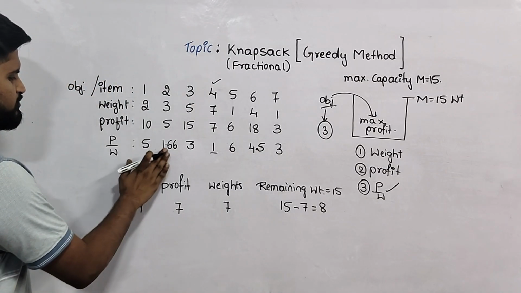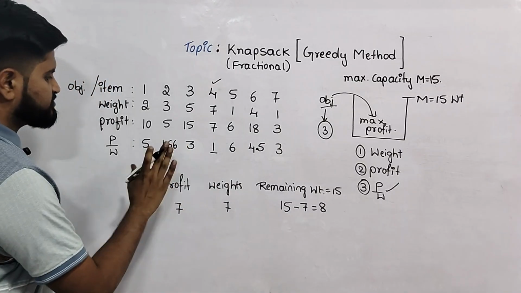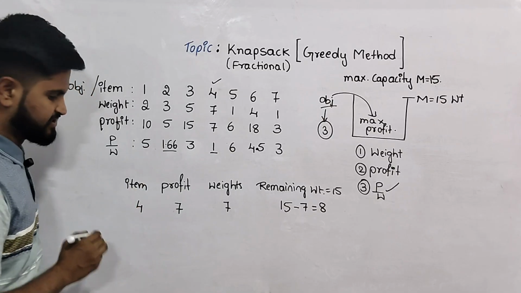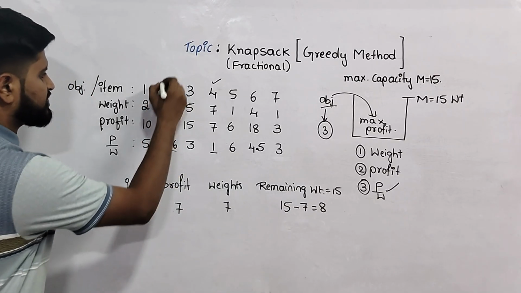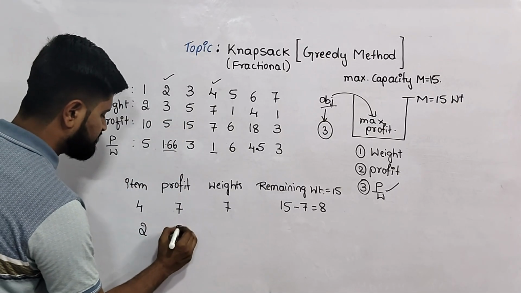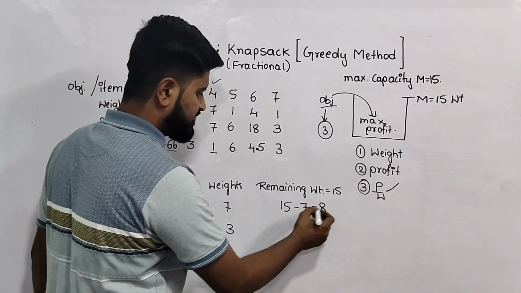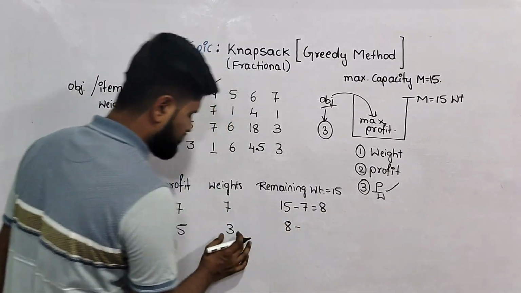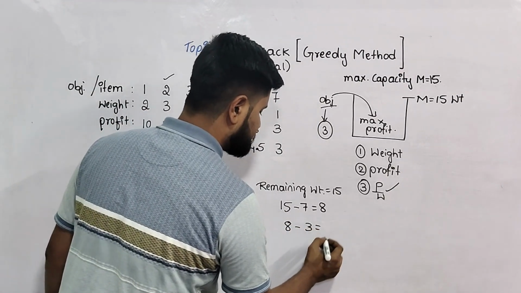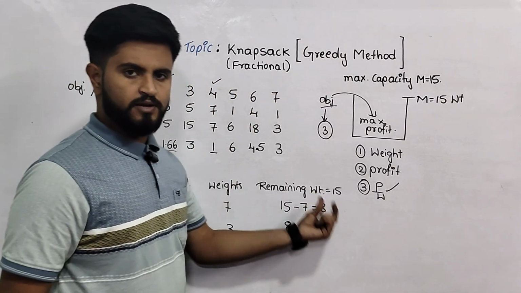Next, 5, 1.66, 3, 6, 4.5 and 3. Which is the smallest among the left out profit by weight ratios? That is 1.66. So 1.66 means its corresponding item or object is the second, and its profit value is 5 and its weight is 3. So the remaining weight was 8, minus the item with the weight of 3. So 8 minus 3 means it will be 5. Now we are left with 5 weight of empty space.